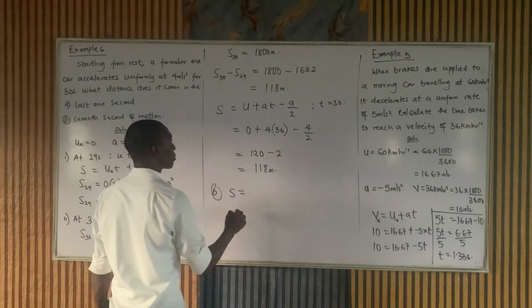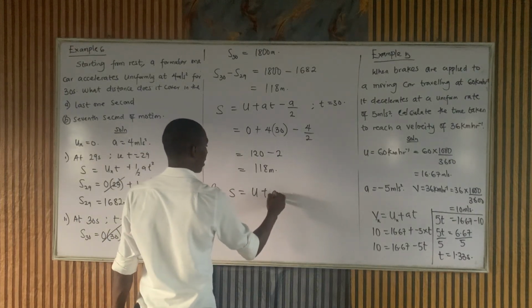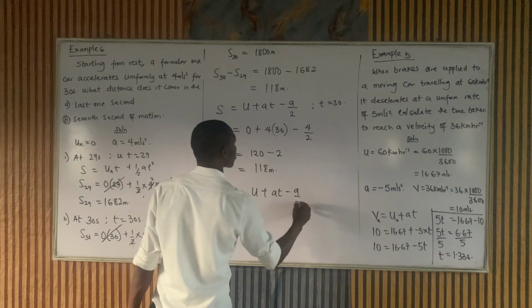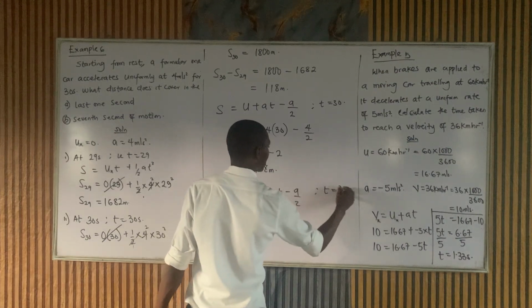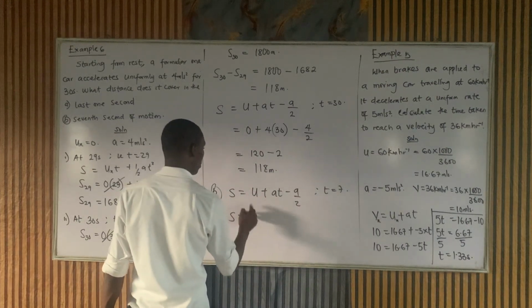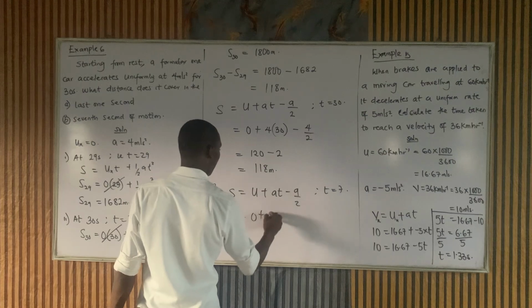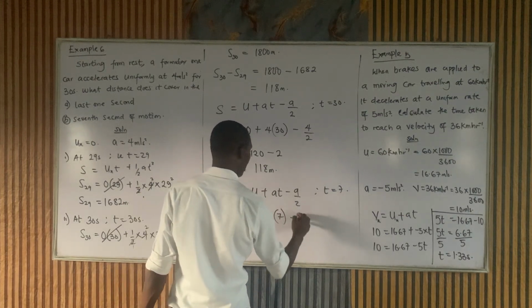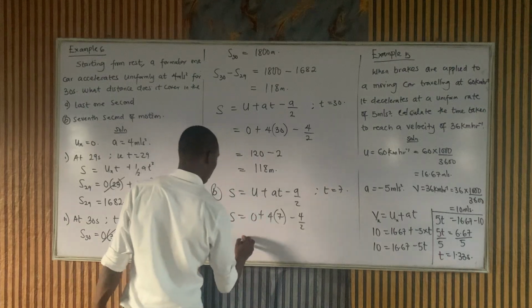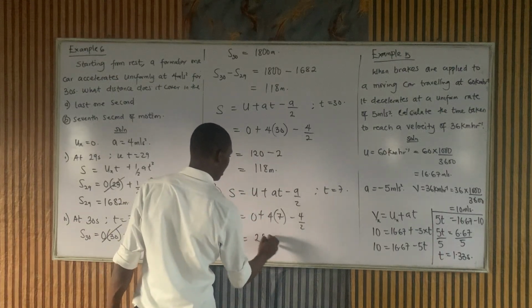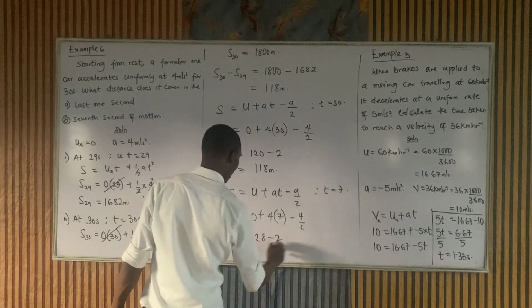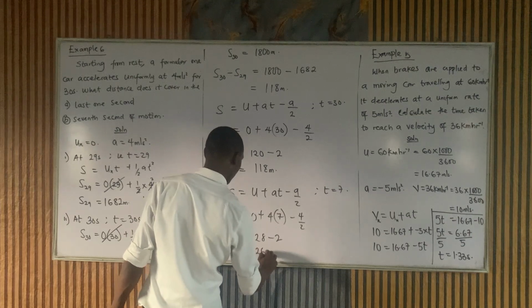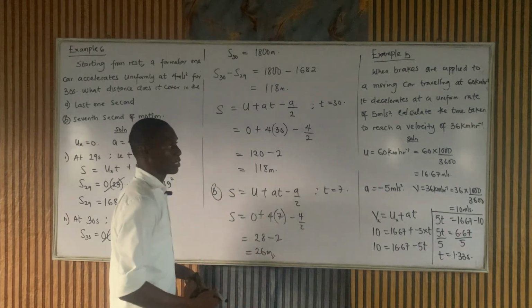The s will be equal to u plus at minus a over 2. Our t is 7. That will be s is equal to, our u is 0, plus 4 times 7 now, minus acceleration, 4, over 2. This will give us 4 times 7 is 28, minus 4 over 2, that is 2. And that will give us 26 meters. So that's that for this.